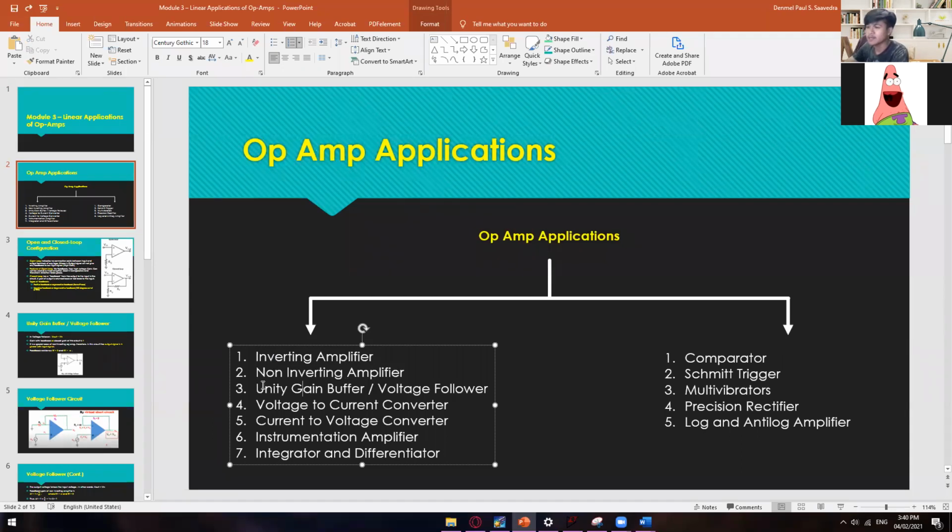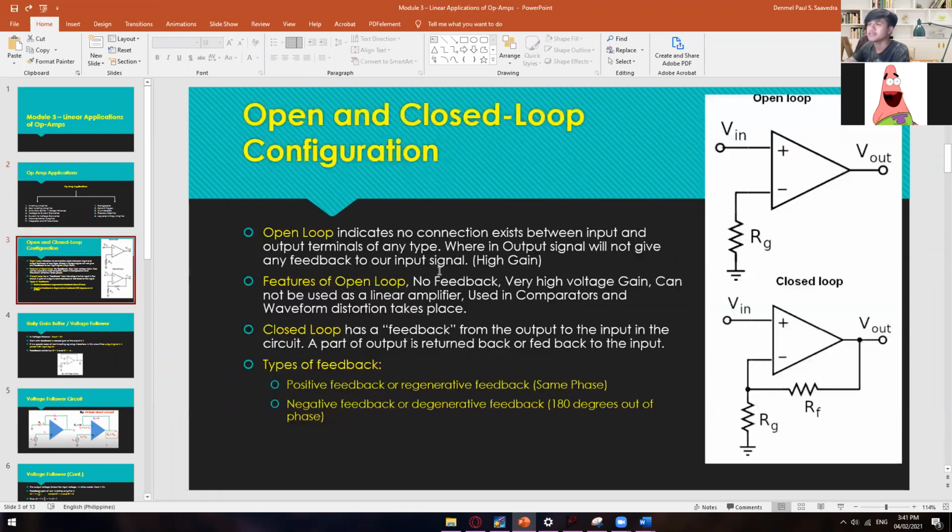So we are now in number 3, which is the unity gain buffer, or sometimes you call this one voltage follower. We will discuss them one by one, but for now we will talk about the unity gain buffer or voltage follower. So just ignore the others to avoid confusion, and just focus on number 3 for now. But before that, let's recall what the open loop and the closed loop configurations are about.